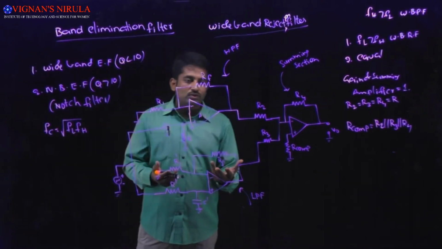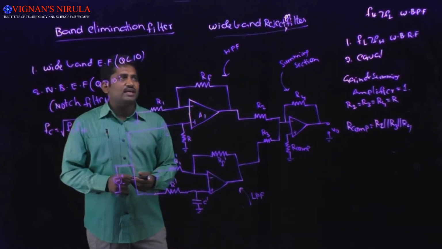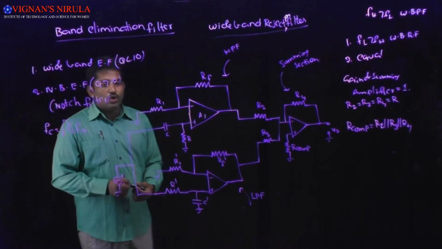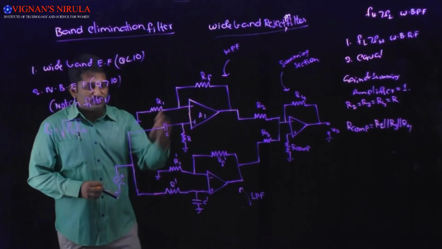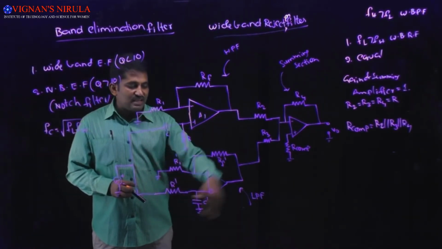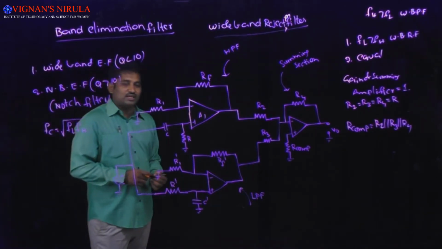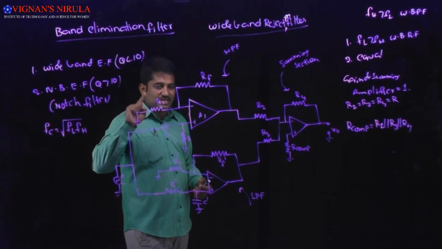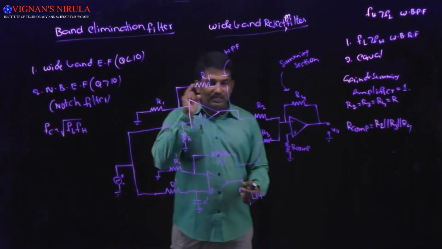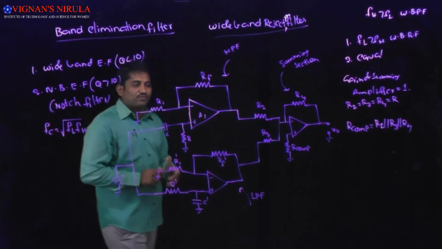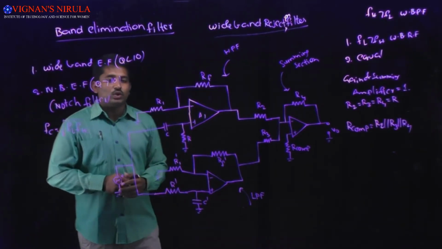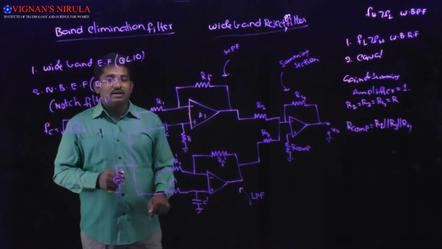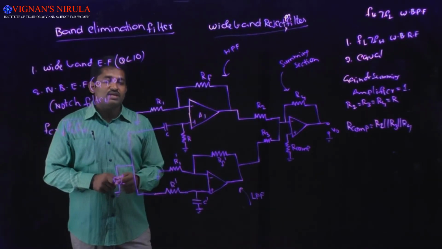Similarly, if you want to generate a first order wide band rejection filter, here also you have to consider both the low pass filter and the high pass filter as first order. The outputs of the low pass filter and high pass filter are applied as inputs to the inverting input of the summing amplifier. From that we calculate the total output, and from that output we can also calculate the transfer function of the system.